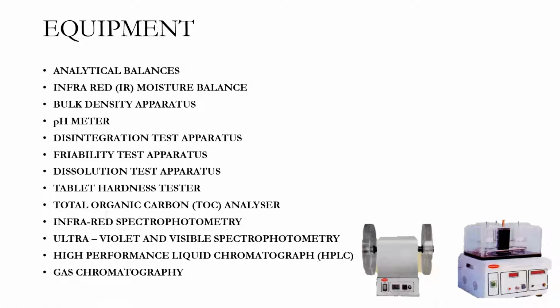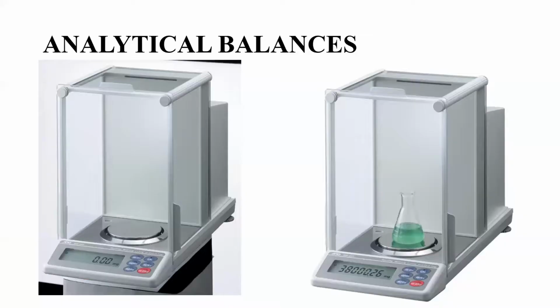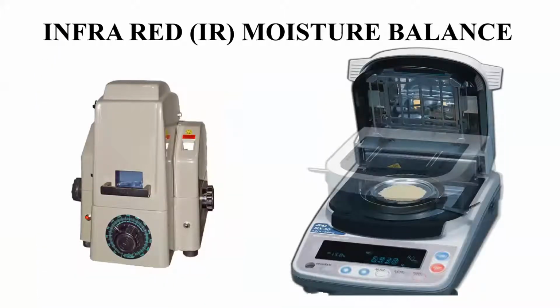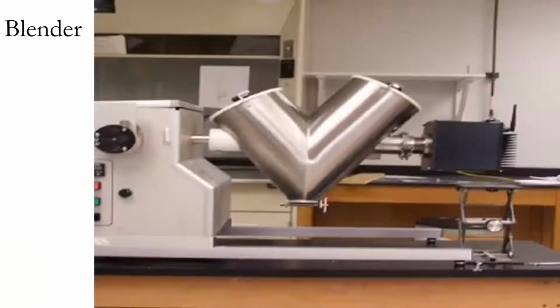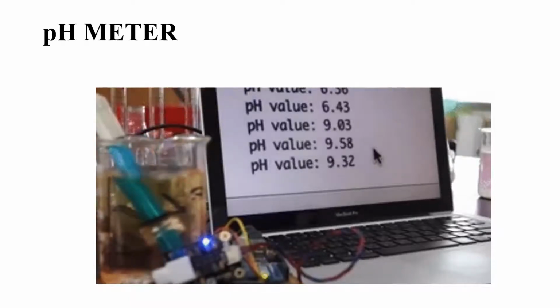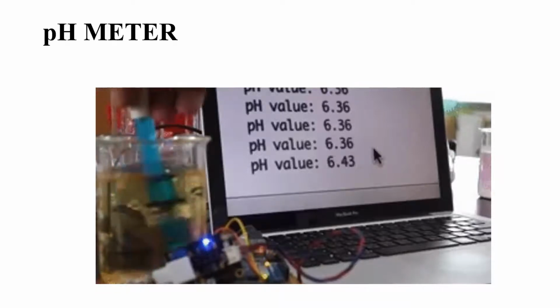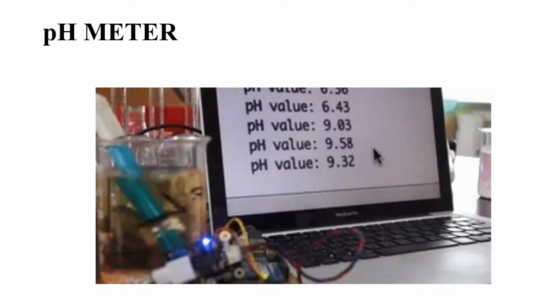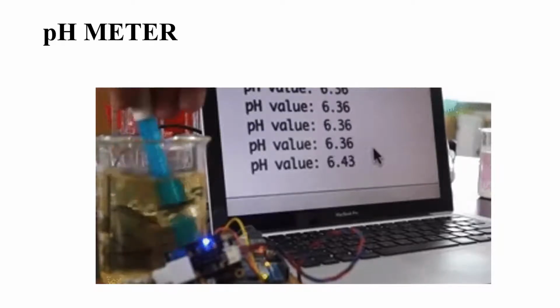These are some of the equipment that we are going to use. Here, one by one, you can see what types of equipment we have. One is the analytical balance. You must be aware of this. Everyone uses an analytical balance in the laboratory, whether you have a small laboratory or a big one. Sometimes for moisture we use an IR moisture balance. Then the bulk density apparatus, and these are the blenders. This is the pH meter, a digital pH meter, of course. We need to record the pH value to 2 decimal places.